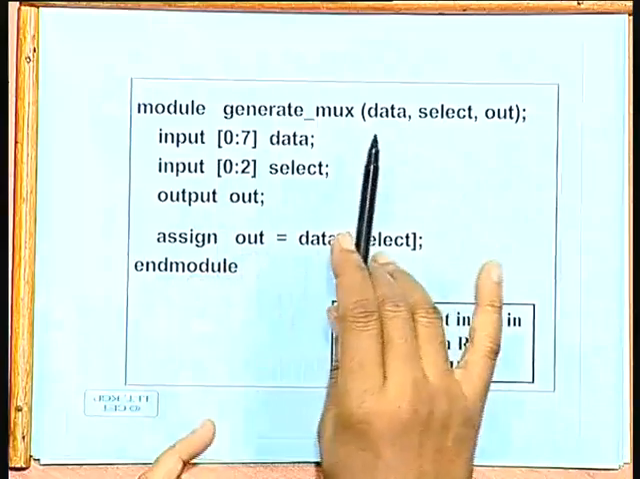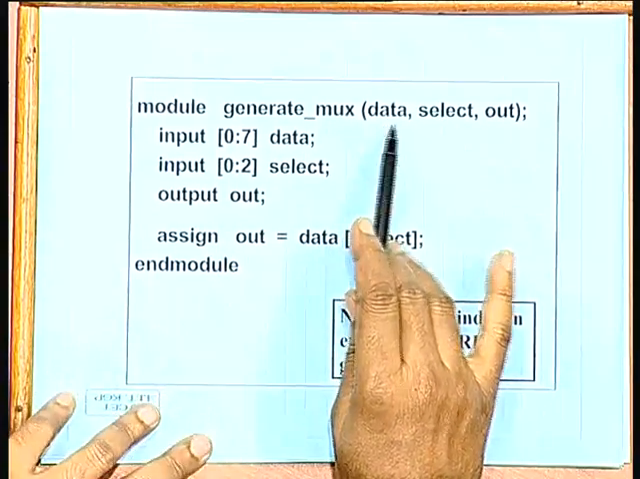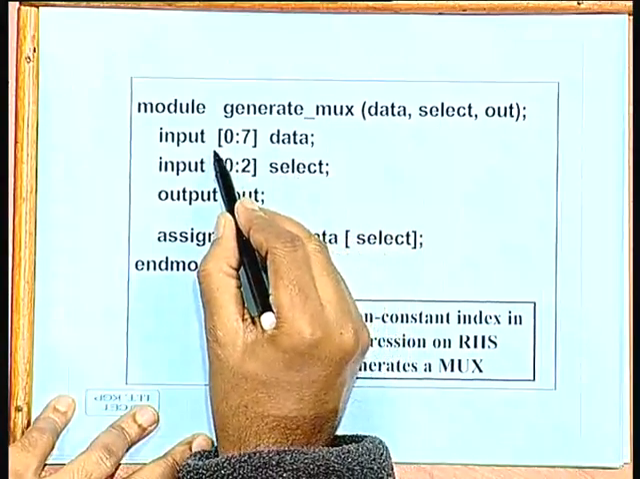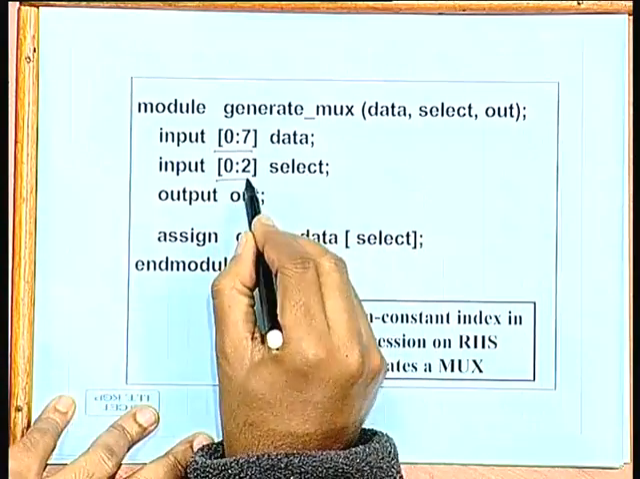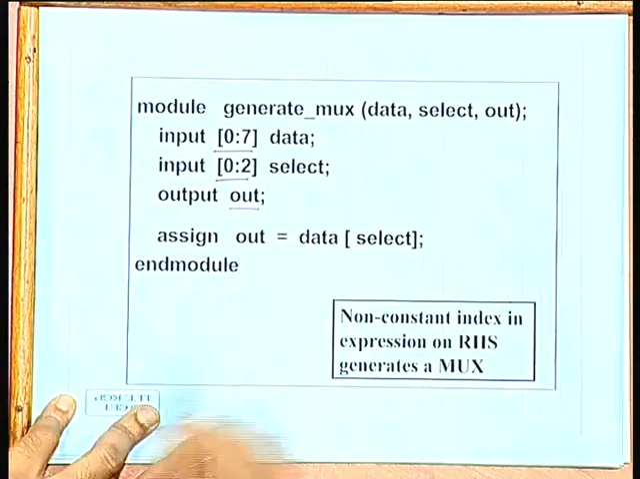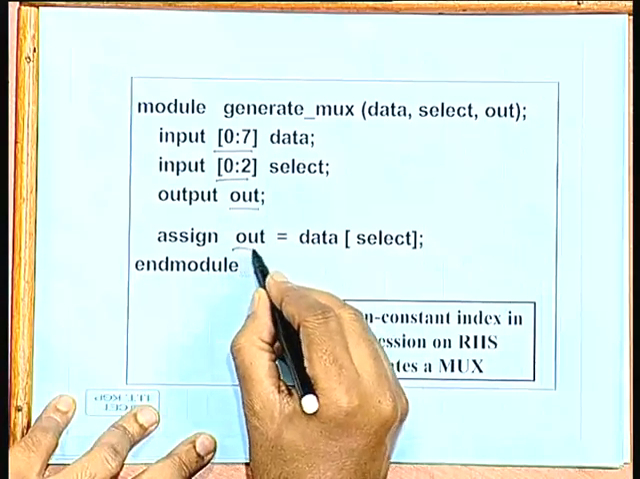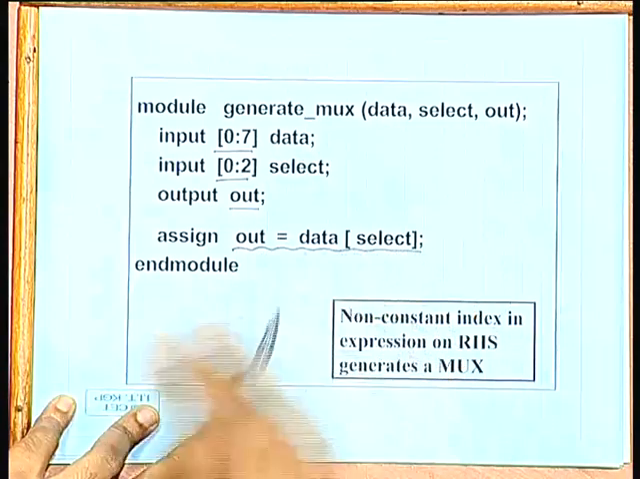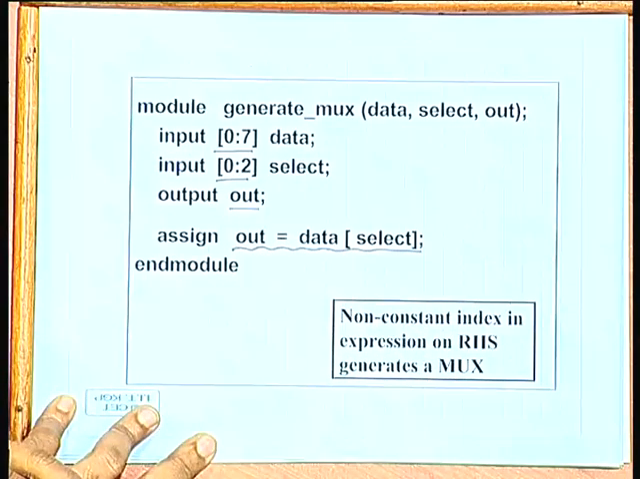So now let us look at a few more examples of how this kind of assign statement can be used to synthesize particular kinds of hardware blocks. This is a very simple example. This is a module which takes three parameters: data, select and out. Data is an 8-bit vector, select is a 3-bit vector, out is a single bit. And here we give an assign statement: out equal to data[select].